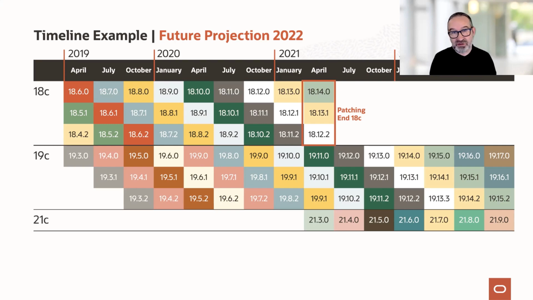Now for 19, of course, when we go to the very, very right side of the slide, that goes further down the road until 2024. And then further for customers who have extended support for 19C until 2027. So I didn't try to fit that on the slide.